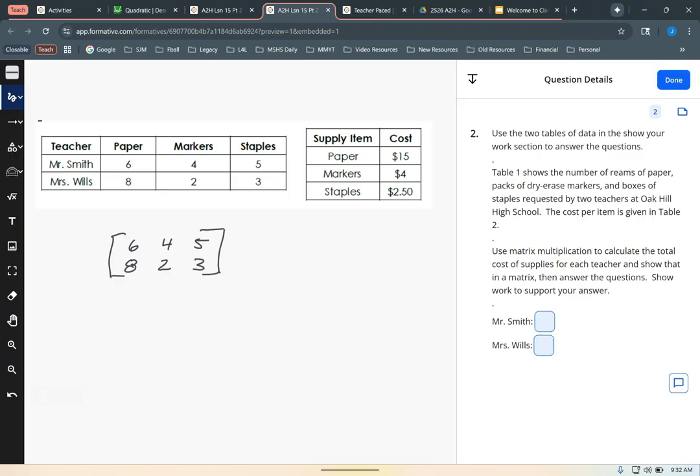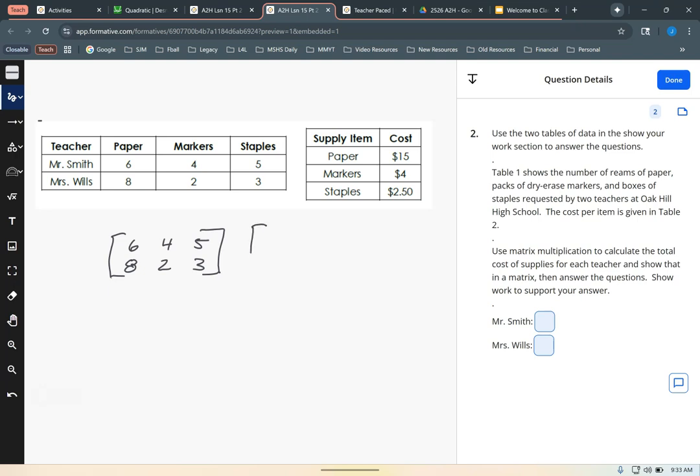Because every time they use some paper, a ream of paper, it's going to cost $15. So 6 reams of paper is going to be 6 times $15, right? Like, that's just plain old logic, right? But we're going to do all of that math at one time by using matrix multiplication. Instead of doing all these individual math problems, we're going to combine it all together.